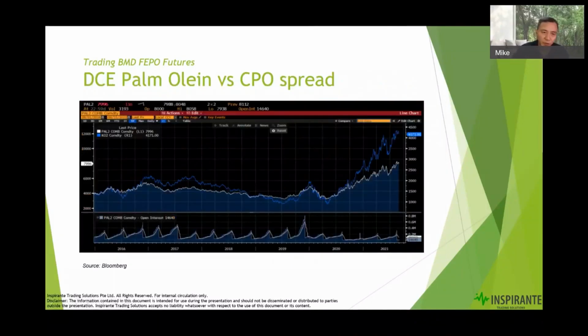Now, this is a quick look at the price relationship between the two contracts. As you can see, they follow a roughly consistent pattern, the white being the olein and the blue being the palm oil. I'm using, in this case, FCPO as a gauge because I will have a lot more data for you to see and understand the logic of this trade.